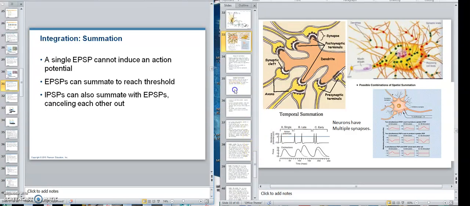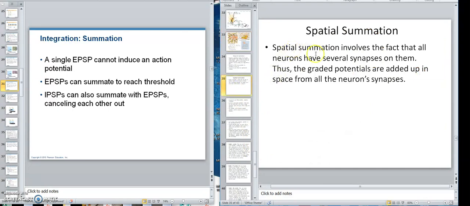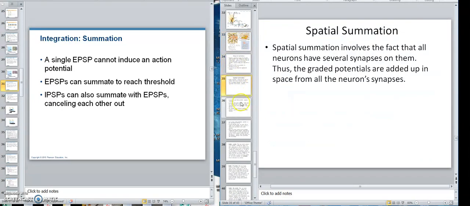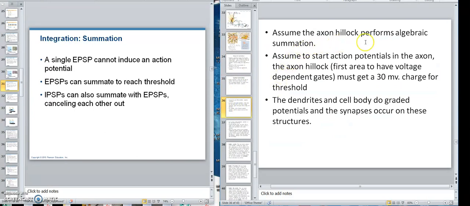Now, spatial summation involves the fact that all the neurons have several synapses going to them, thus the graded potentials are added up in space. That's what we're seeing here. So let's do this very quickly. Okay? So that's spatial. Assume the axon hillock, as I mentioned, performs algebraic summation. Assume to start action potentials in the axon hillock, the first area to have voltage dependent gates, must get up to a 30 millivolt charge for threshold. Okay? Must get a 30 millivolt. The dendrites and cell body do graded potentials.